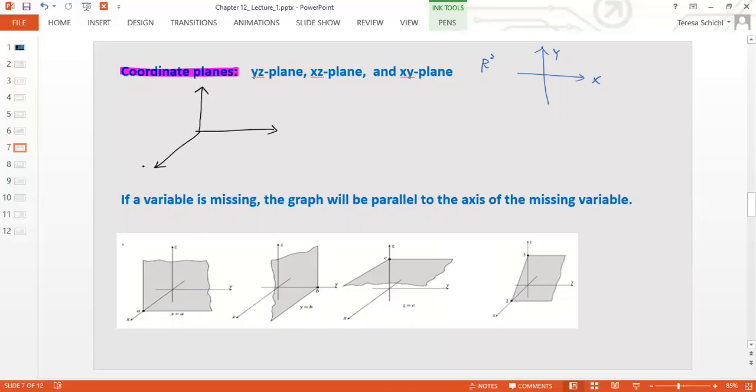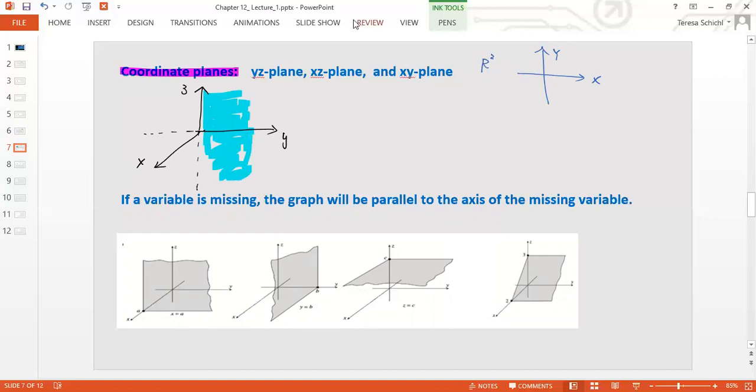Okay, so this is the x, y, and z axes here, right? So when we talk about the YZ plane, that means it's this plane here. We call this the YZ plane. It's just made of the y-axis and the z-axis here, right?